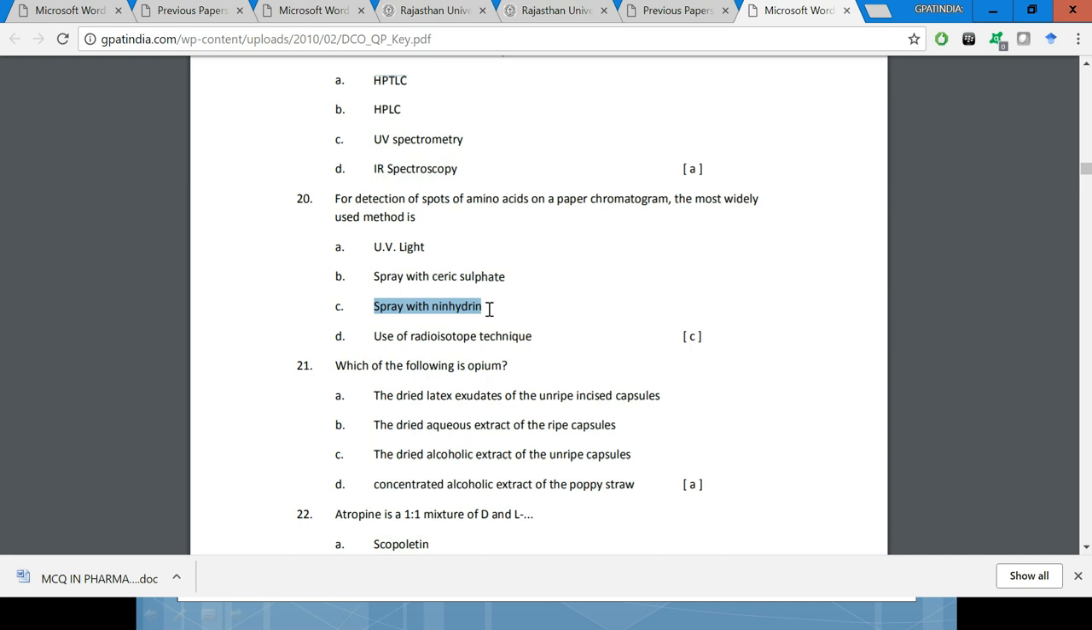For example, if there is any amino acid which does not have that, like proline, this test will not work, it will not turn into blue. So the correct answer is C. If I compare all of these, C is the correct answer.